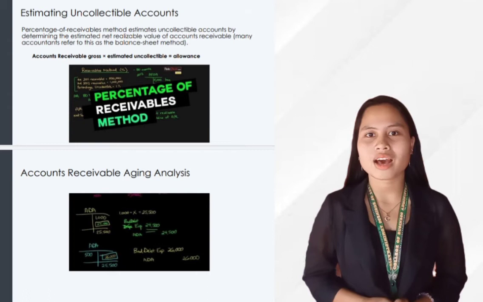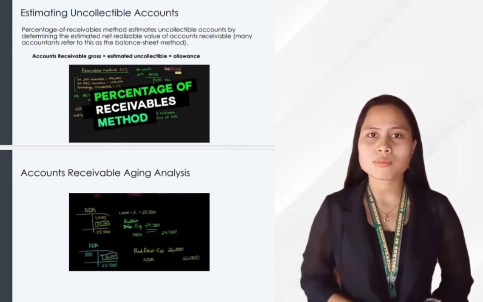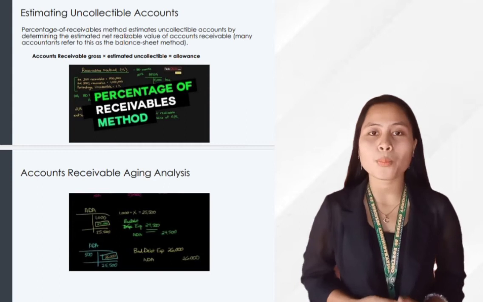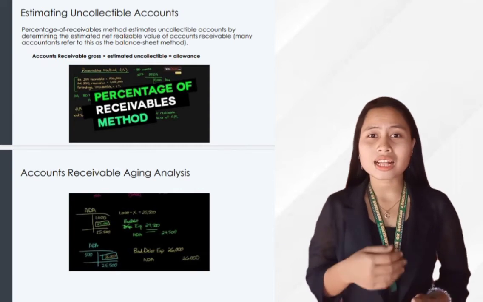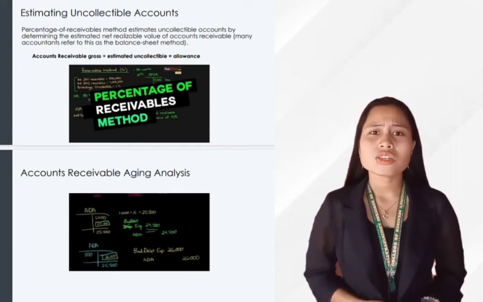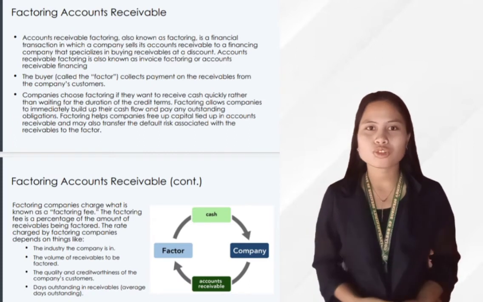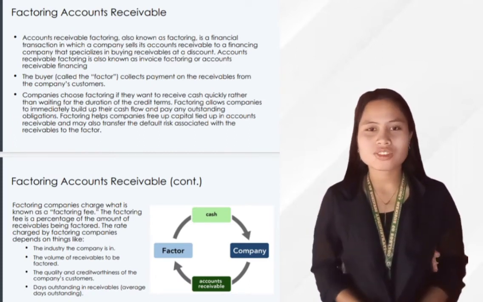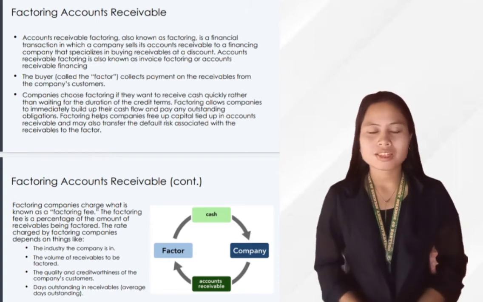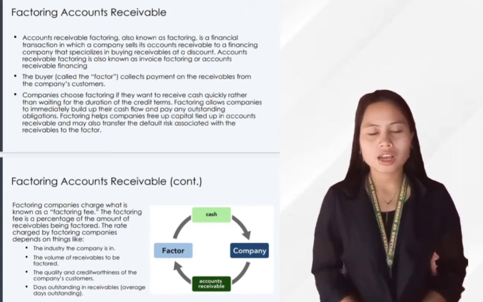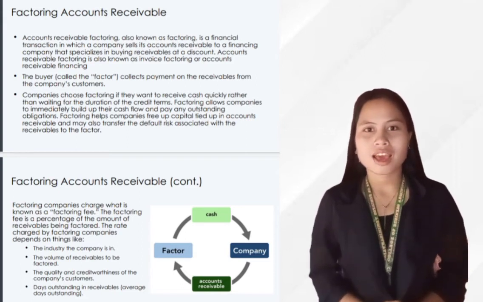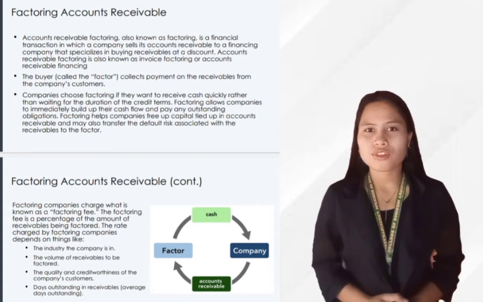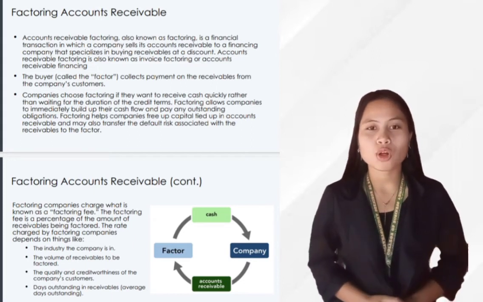So, aging of accounts receivable. When you say aging accounts receivable, it is the most reasonable basis of calculating uncollectible accounts expenses based on classified past due accounts. So the accounts receivable factoring, also known as factoring, is a financial transaction in which a company sells its accounts receivable to a financing company that is specialized in buying receivables at a discount. Accounts receivable factoring is also known as invoice factoring or accounts receivable financing.